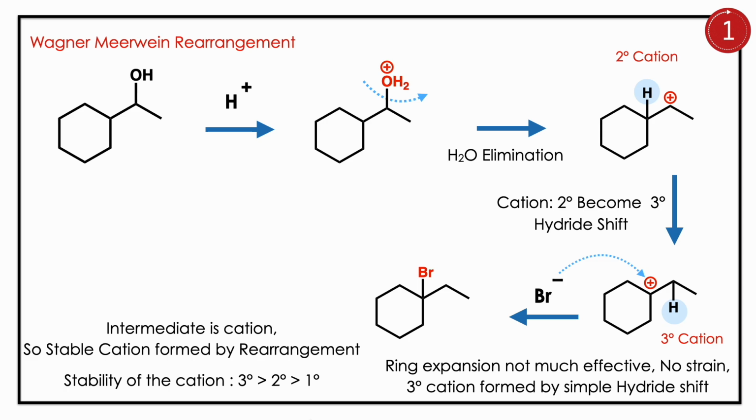So the secondary cation can become a more stable tertiary cation by a hydride shift. So the hydride shift occurs, and you have the cation in the ring, which is more stable. It is attacked by bromide, and you have the final product. So by now you might realize that whenever there is a cation intermediate, always promote tertiary cation formation by the rearrangement reaction. So the Wagner-Meerwein rearrangement only occurs to stabilize the cation.